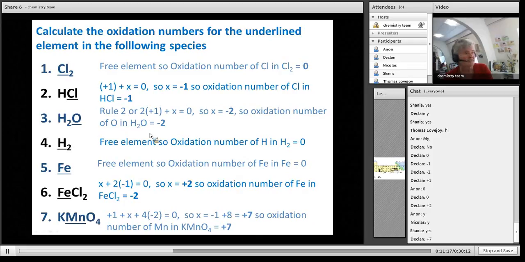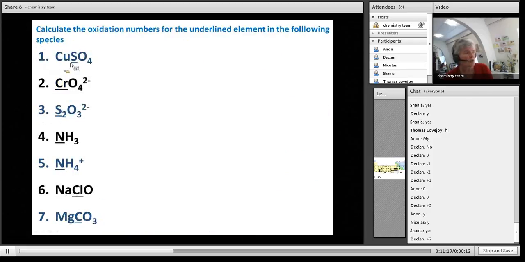Right, so let's look at these very quickly. Here's copper sulfate. What is the oxidation number of sulfur in copper sulfate?